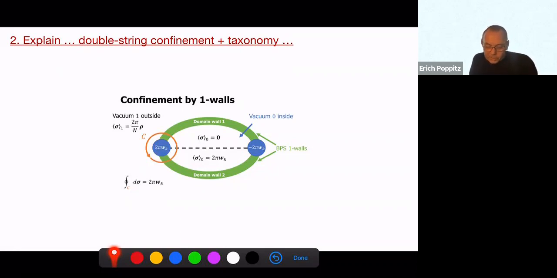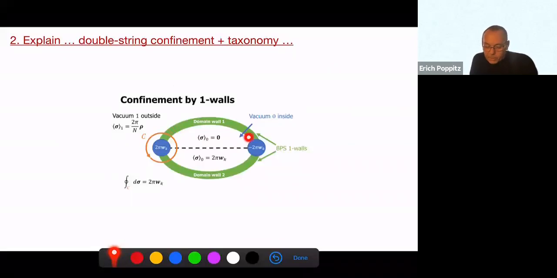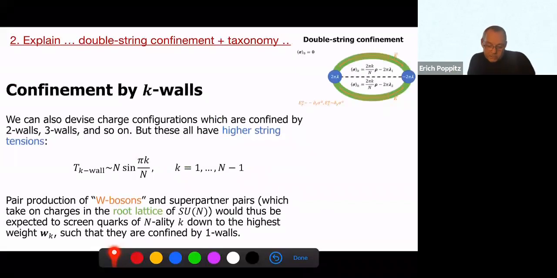So I have shifted the vacuum here to be the 1 vacuum outside and the 0 vacuum inside, but it doesn't matter. You can write such a configuration using 1 walls. Of course, you can use higher BPS walls. So these are BPS 1 walls, different BPS 1 walls, different fluxes, but the same tension. You can also have higher ones, but the point is that all these higher walls, 2 walls, 3 walls, etc., have higher tension. So you expect that the lowest tension will be the configuration that consists of BPS 1 walls. That's what you expect, at least based on simple arguments. And of course, as I said, pair production of W bosons is expected to screen every weight to the first fundamental weight. So this is the mechanism of confinement, and this is what was conjectured a few years ago.